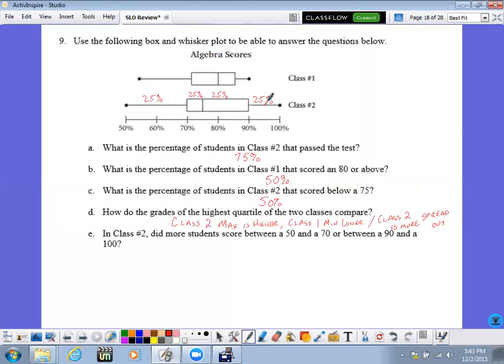It says in class 2, did more students score between a 50 and a 70 or between a 90 and 100? So in class 2, 50 and a 70, well, guess what? That's 25%. 90 and 100, that's 25%. It's the same amount, y'all.